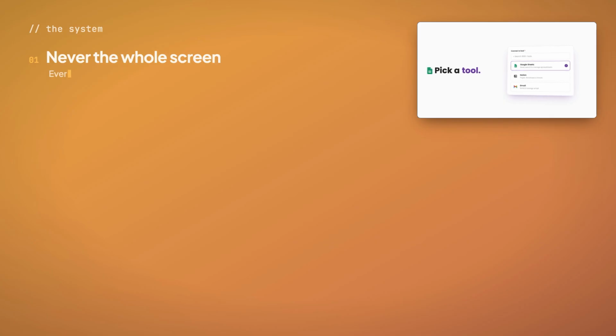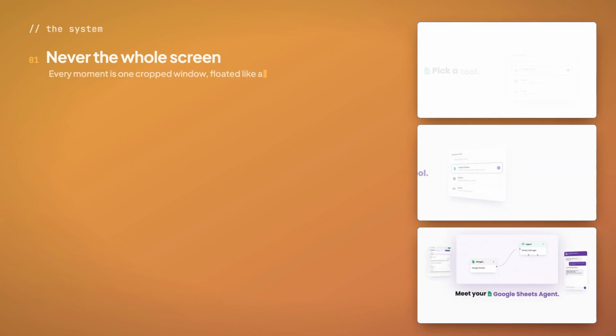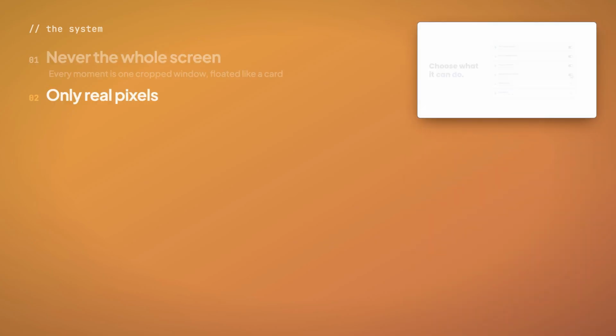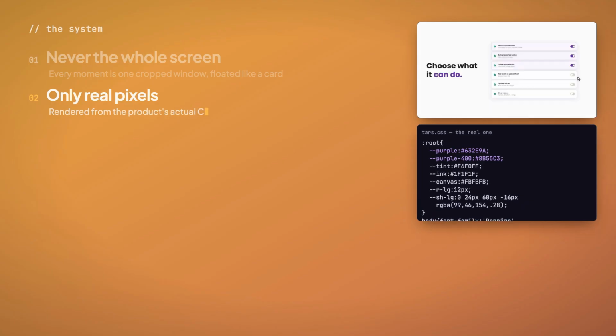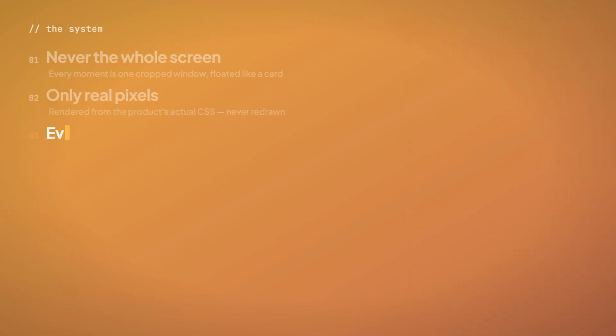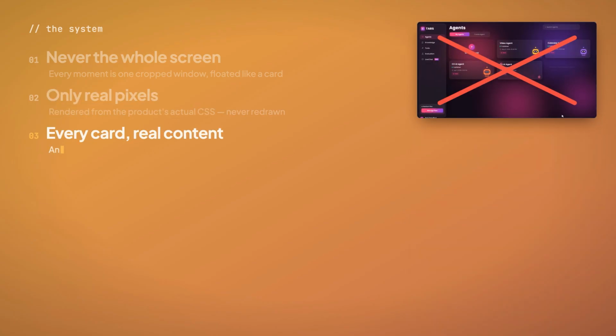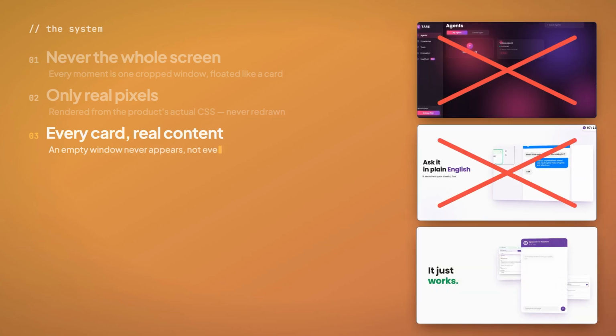Very specific rules, like never show the whole app screen. Every moment is one cropped window floated like a card. Only real pixels. Every screen is rendered from the product's actual CSS, never redrawn from memory. Every card carries real content. An empty window never appears, not even in the background.